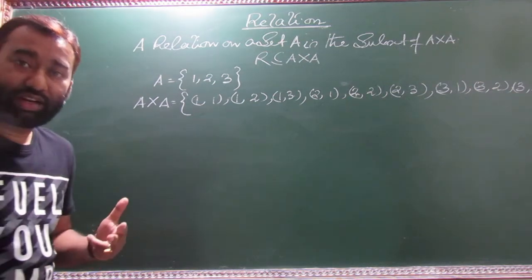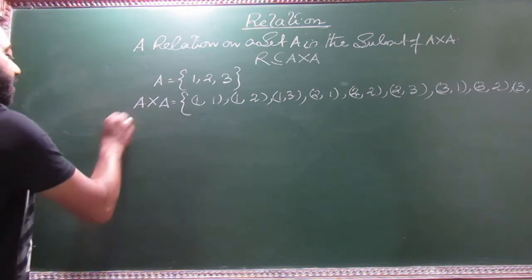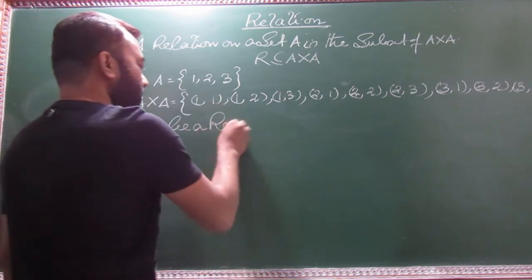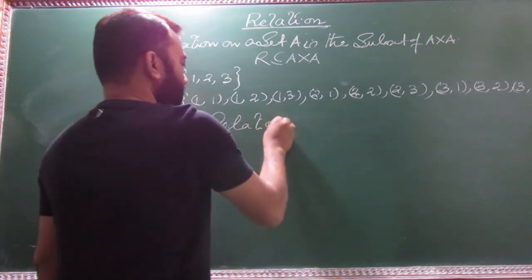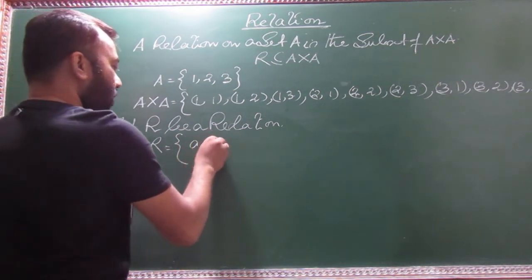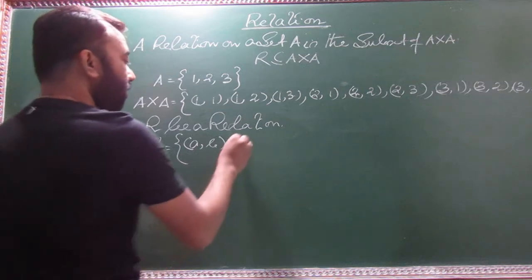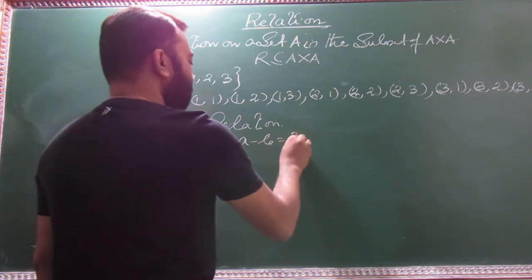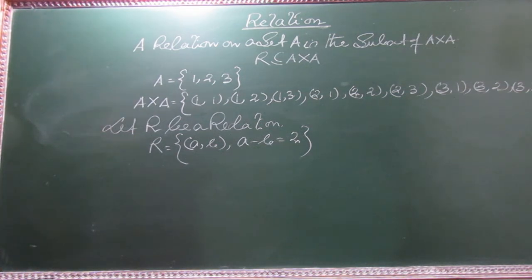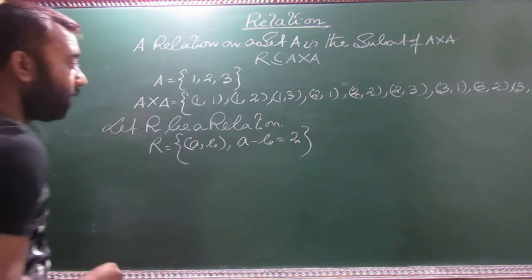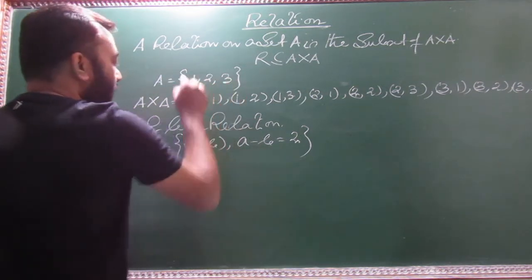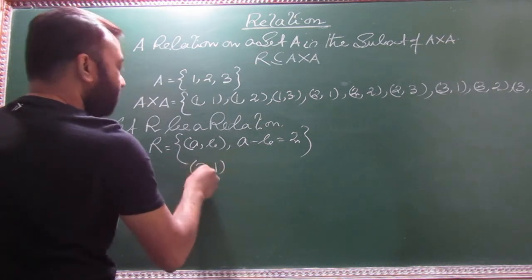Let me define a relation. Let R be a relation, R = {(a, b) where a minus b is equal to 2}. Now, if a minus b is equal to 2, that means (3, 1) is possible? Yes, (3, 1) is possible.